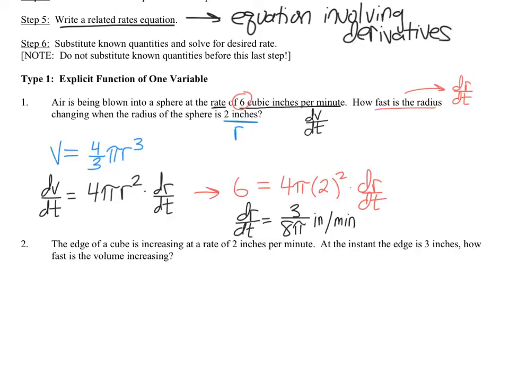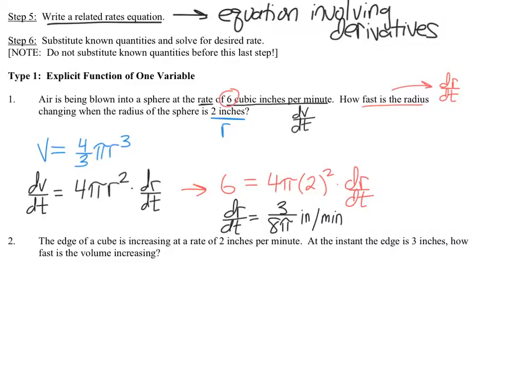All right, the edge of a cube is increasing at a rate of 2 inches per minute. At the instant the edge is 3 inches, how fast is the volume increasing? So another volume situation, a little easier. Volume of a cube, just take a side and cube it. The edge is increasing at a rate of 2 inches per minute, so that's ds/dt.